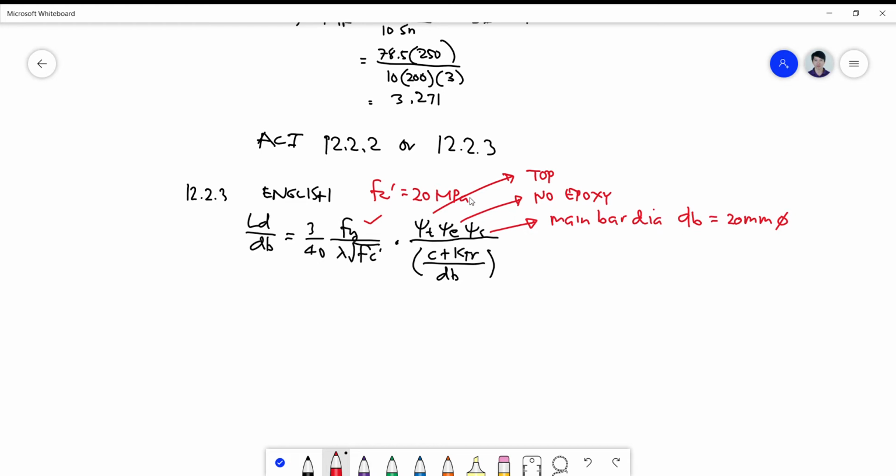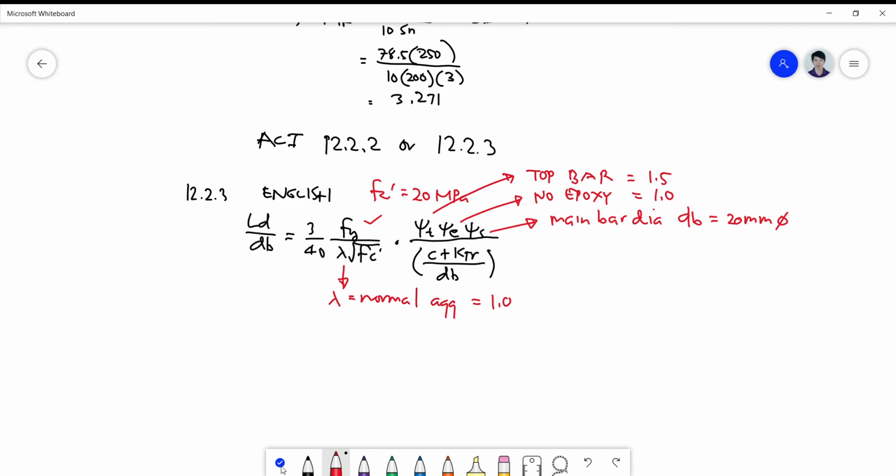Okay, so these are the additional parameters we need in order to find out what LD is all about. Our lambda is the aggregate type, so assuming that we have a normal aggregate concrete, lambda is equal to 1.0. For top bars, what is your psi t? Psi t is 1.5. No epoxy, this is 1.0. For this reinforcement size, main bar diameter of 20.